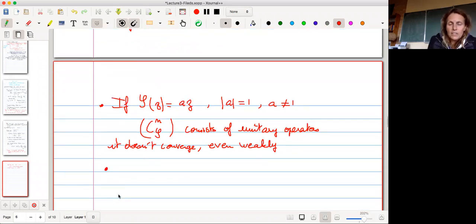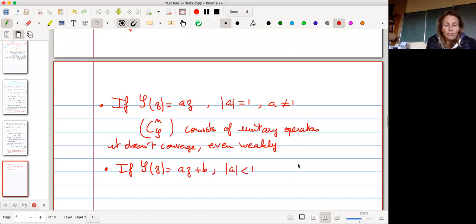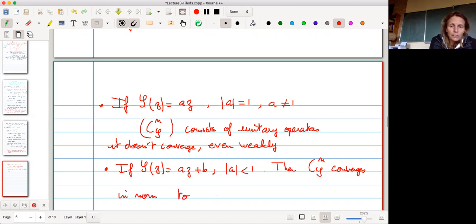So the most interesting case is the case where phi is equal to AZ plus B. Then C phi n converges in the strongest topology, so it converges in operator norm to the evaluation at B over 1 minus A.